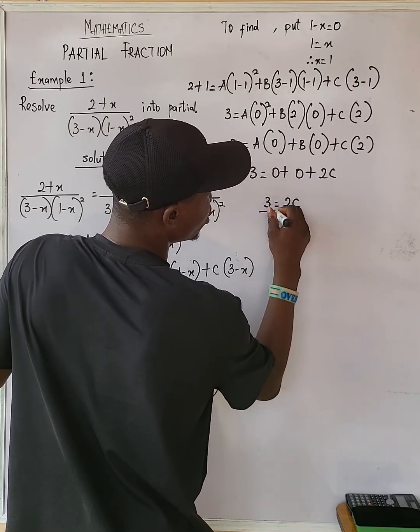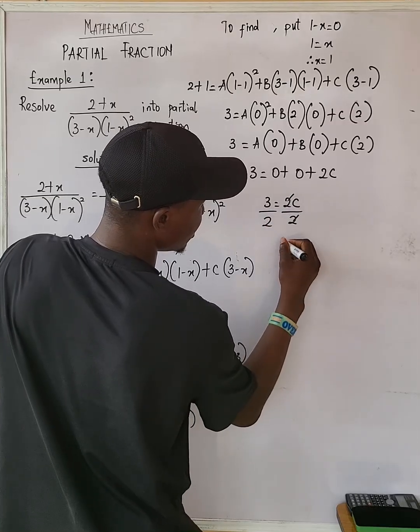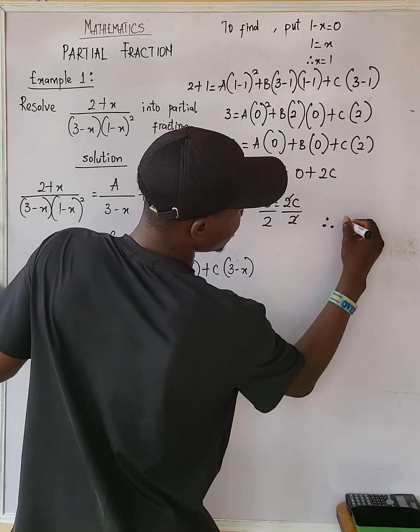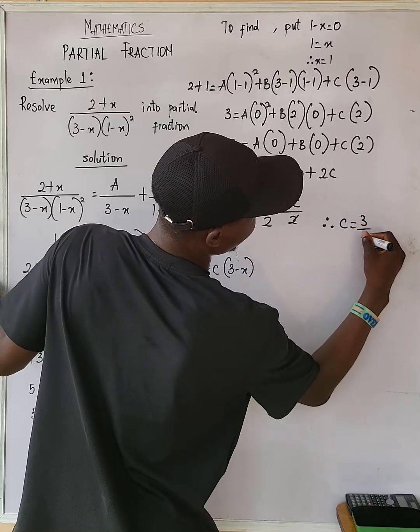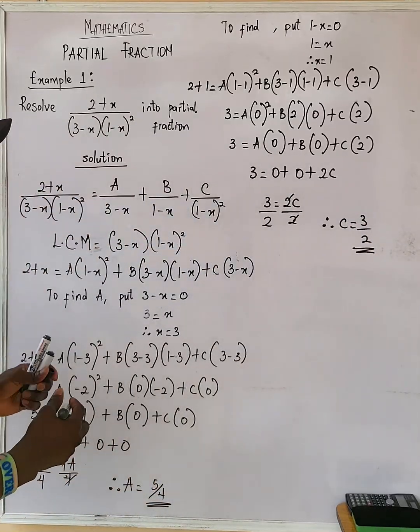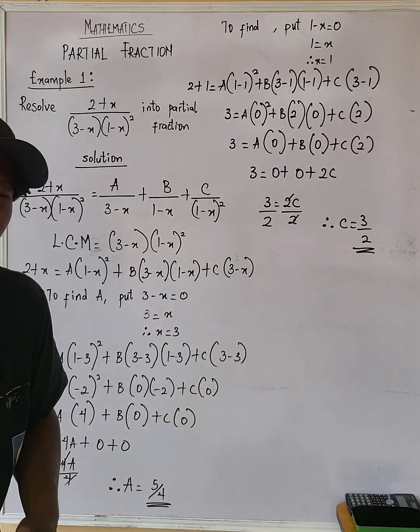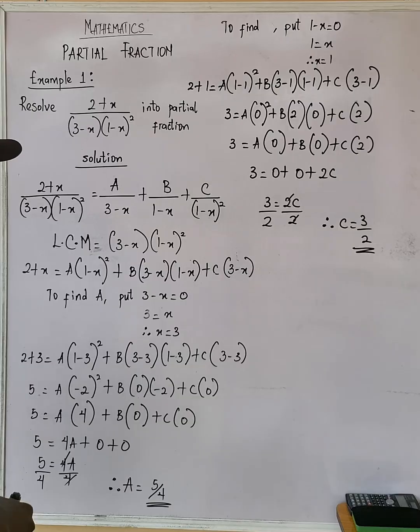So we will divide both sides by 2 because we are looking for c. Therefore, c is equal to what? 3 over 2. And that's how we get the answer for c. I hope you understand. So that's how we get the answer for c. Now, moving to the next one.